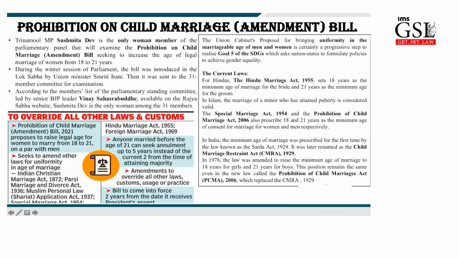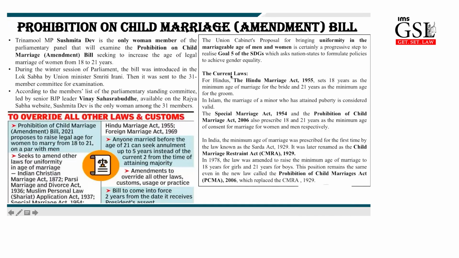What does it do? So it will override all the other laws and customs. It proposes to raise the legal age of women to marry from 18 to 21, on par with men. It seeks to amend the other laws for uniformity in the age of marriage, be it the Indian Christian Marriage Act or the Parsi Marriage and Divorce Act, Muslim Personal Shariat Application Act, Special Marriage Act 1954, Hindu Marriage Act, Foreign Marriage Act, all of that. Anyone married before the age of 21 can seek annulment up to 5 years instead of the current 2 from the time of attaining majority. Amendments will override all the other laws, custom, usage, or practice. The bill will come into force 2 years from the date it receives the president's assent.